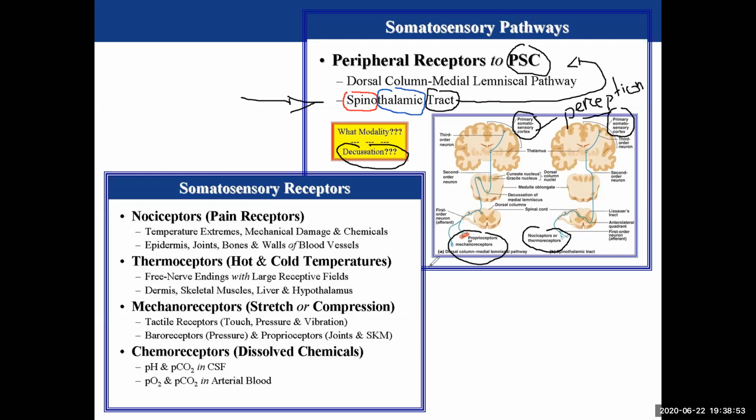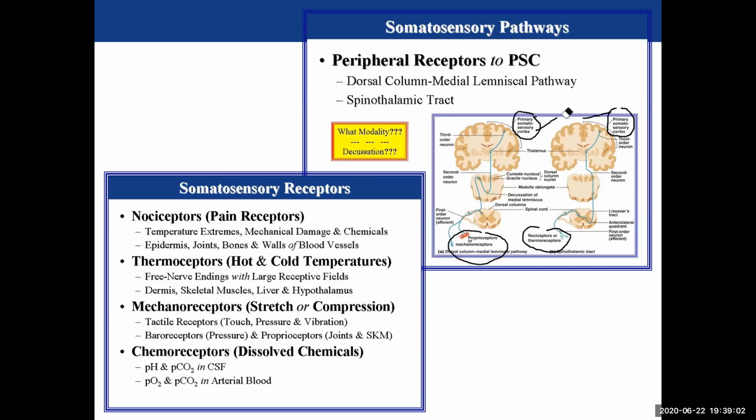And we defined modality already early in the lecture: just the different types of stimulus, different types of energy that is used to activate a sensory receptor.